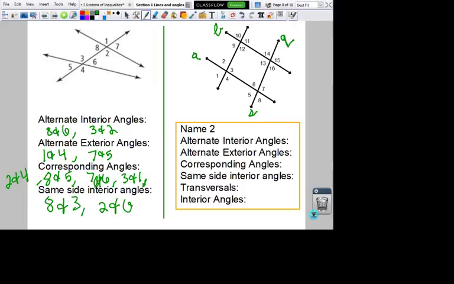Corresponding. Transversal. Say that again. Oh my gosh. Use the ones I put on the board. For a transversal, use the letters I put on the board because I forgot to print them on there. So use the ones I put on the board for transversal.